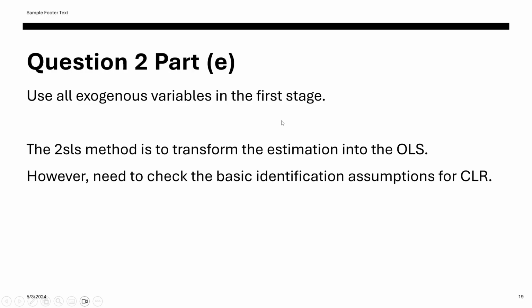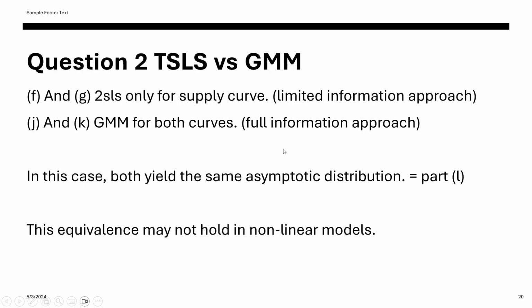And also, like you have done earlier, the same assumptions are needed to identify the two-stage least squares in the first stage regression. You cannot just take the first stage for granted. You need to think about the full rank assumptions or the potential multicollinearity there. Okay, and the main theme of this question is the comparison between two-stage least squares versus GMM.